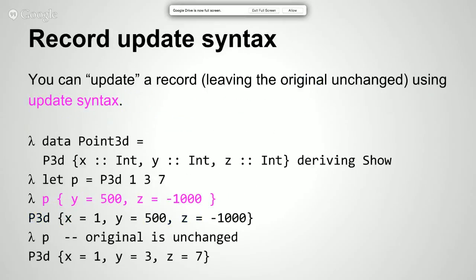And finally, there's update syntax. Now, when I say update, we don't do in-place updates to records because they're not mutable. So what you're actually doing is creating a new record with the fields that you specified as being different changed. So that's what you see in purple, where we have this point, and then we say, I want that point, but with y equal to 500 and z equal to minus 1,000, and you get a new point.